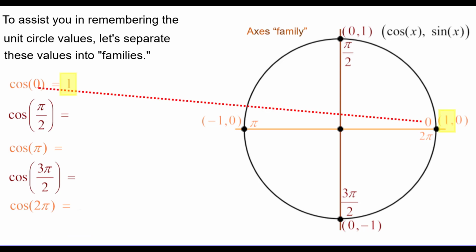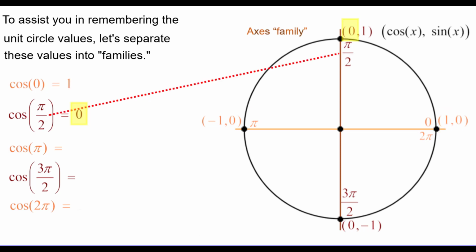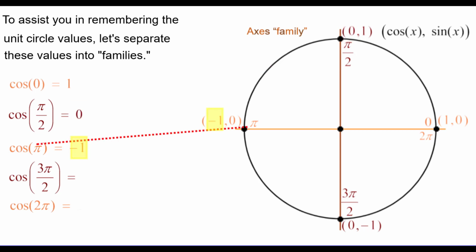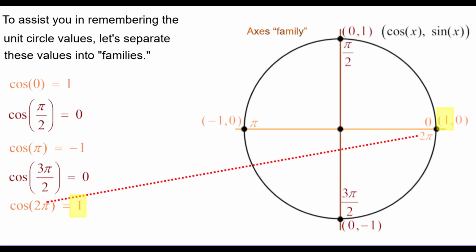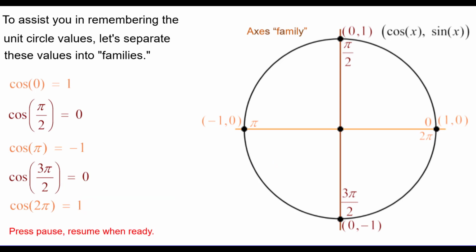So the cosine of 0 is 1, because 0 lands right here, and 1 is the first coordinate of that point. Cosine of pi over 2 is 0, first coordinate is 0, and so on. The cosine of pi is negative 1. Cosine of 3 pi over 2 is 0, and the cosine of 2 pi is back to 1. Press pause, resume when you're ready.